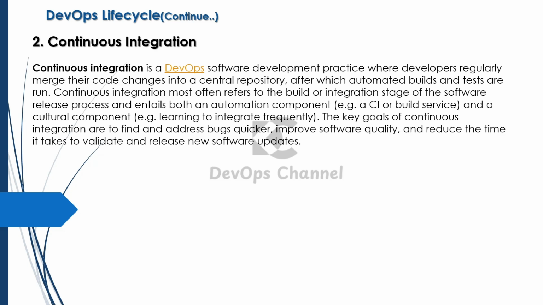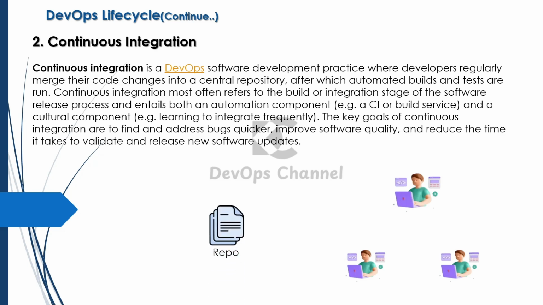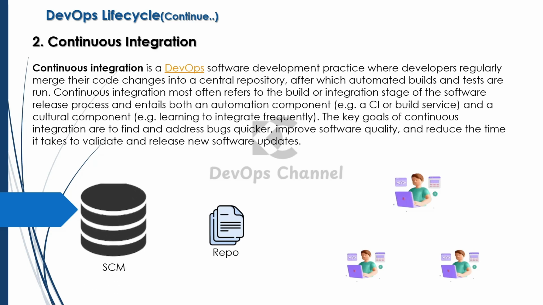Suppose there are a bunch of developers working on their own code, and they are working on a single repository they have pulled, and the repository is connected to SCM, right? Now these developers are writing the code and they have different sets of branches, and they are merging them to a single branch. This process is called continuous integration. Hope you are clear with this. Now let's understand with the help of a theoretical example.